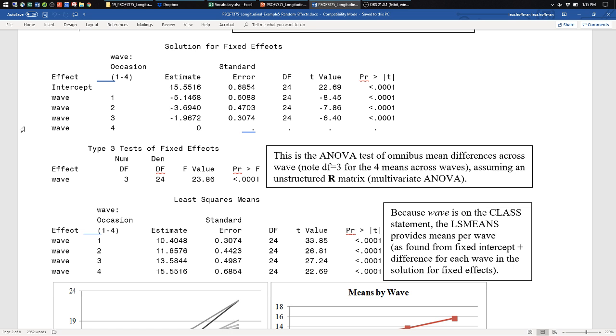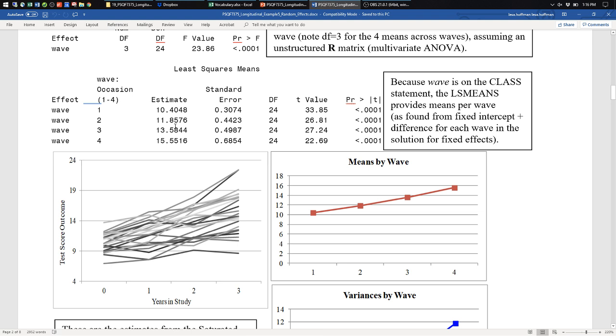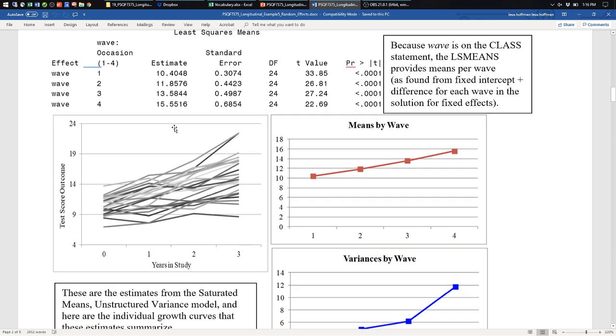This type 3 test of fixed effects has 3 degrees of freedom in the numerator. Denominator is 24 degrees of freedom. This is our omnibus main effect of time. This is your repeated measures main effect of time, the multivariate version. The next table then takes those contrasts and adds them to the reference so that you can see what the means actually were. And I stuck those into Excel and made some pictures.